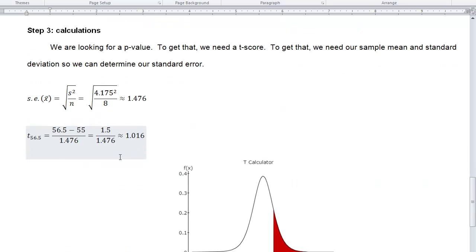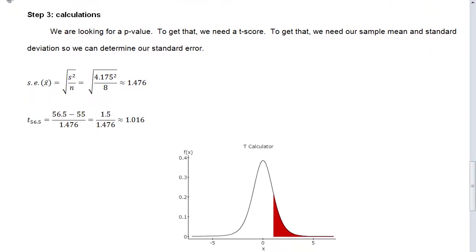All right, so now step 3. The calculations. We're looking for a p-value. To get the p-value, we need a t-score, because remember we're doing the student t-model. To get that, we need the t-score. And to get the t-score, we need our sample mean and standard deviation so we can determine our standard error.